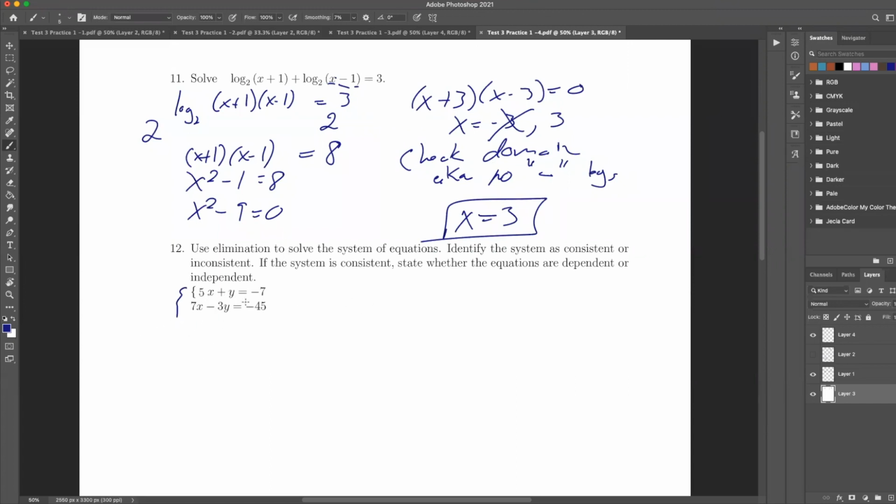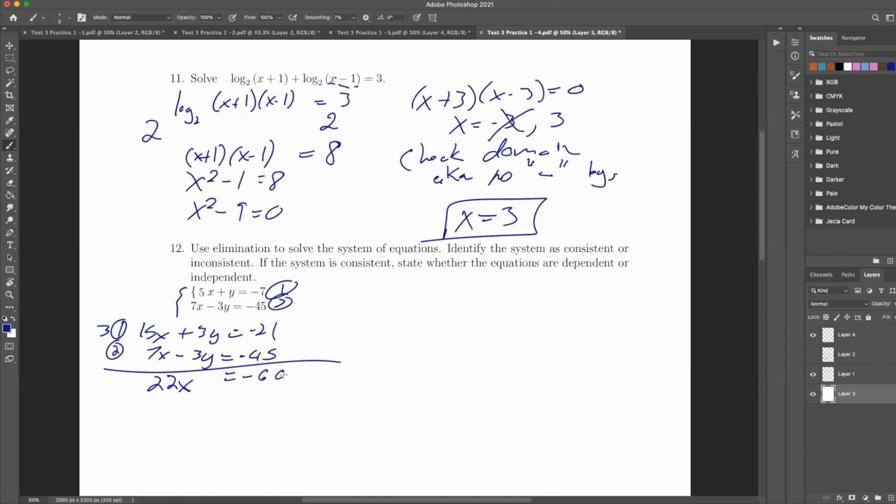So these are together. So I'm going to use elimination. So here I'm going to call this equation 1, call this equation 2. I'm using elimination. I'm going to just multiply equation 1 by 3. So I'll have 3 times equation 1 and I have equation 2. So I'll have 15x plus 3y equals minus 21. And we'll have 7x minus 3y equals minus 45. We'll just add these 2 up. I'll get 22x, 0, and minus 66. So that means x is equal to minus 3.